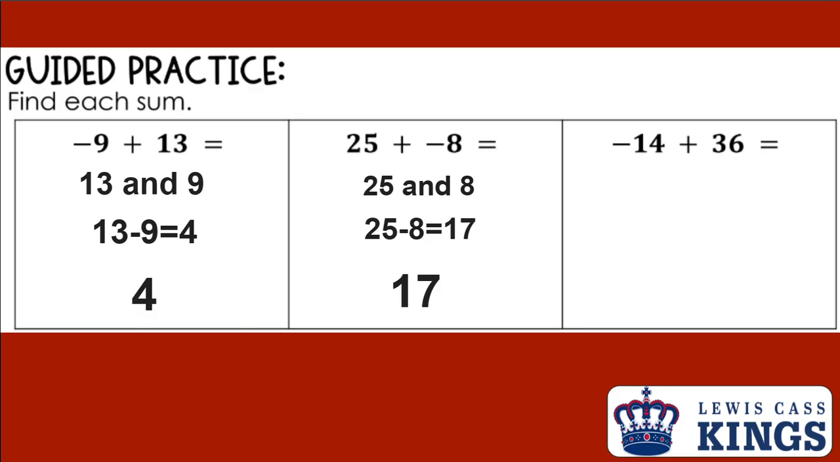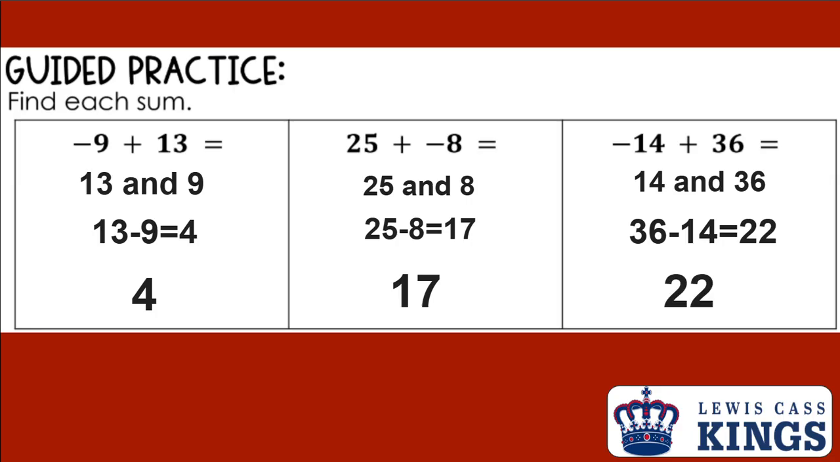And lastly, we are going to be doing -14 plus 36. Same steps as we've been doing. We need to find the absolute values. So we get 14 and 36. Okay, now that we know our absolute values, we can subtract 14 from 36. So we do 36 minus 14. That's going to give us 22. Now we need to look at our initial numbers and see which one has the greater absolute value. 36 has the greater absolute value, and it is positive. So our final answer is going to be positive. So we get positive 22.